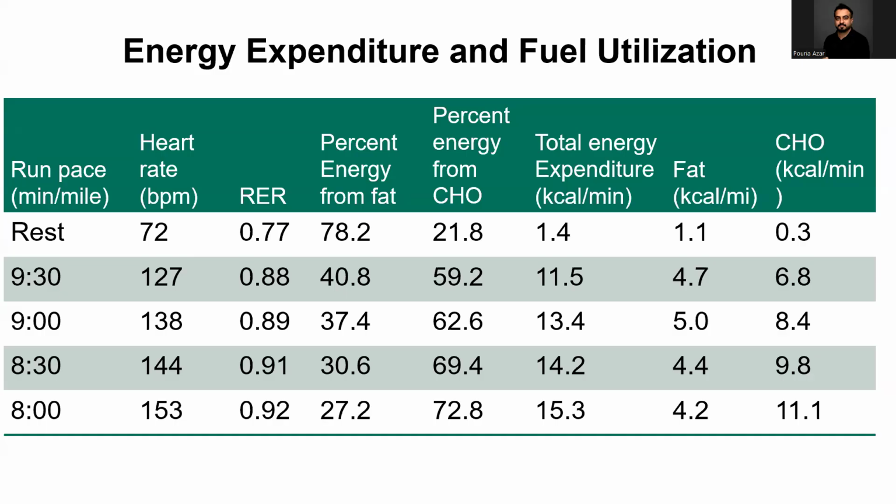And if we are increasing our speed or pace, which is in minutes per mile, like going from 9 minutes and 30 seconds per mile to 8 minutes per mile, we are increasing our run pace. As you look at the RER, we are increasing our RER, which means our body is trying to burn more carbs compared to fats.